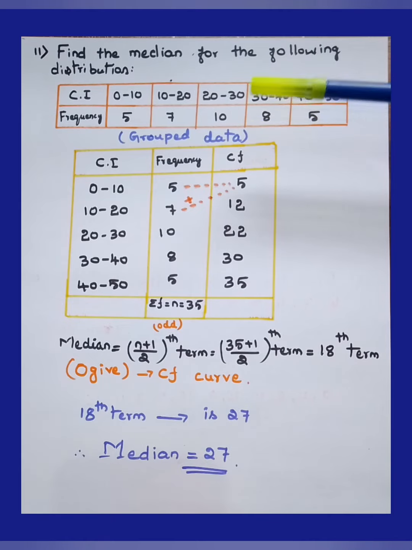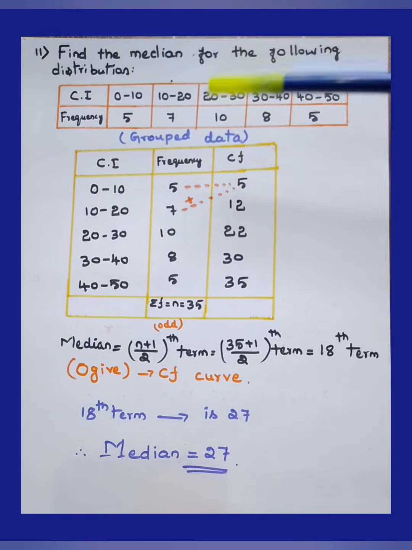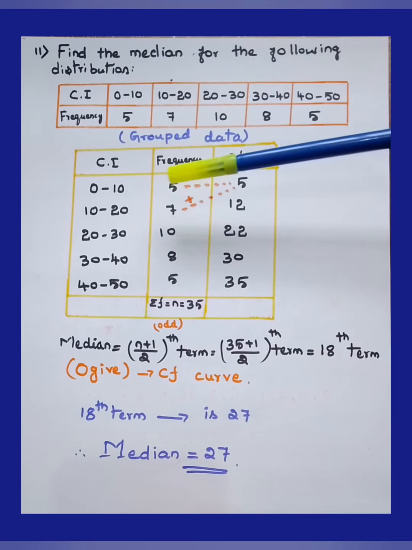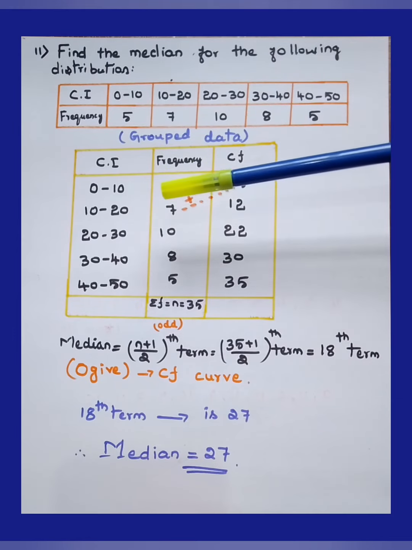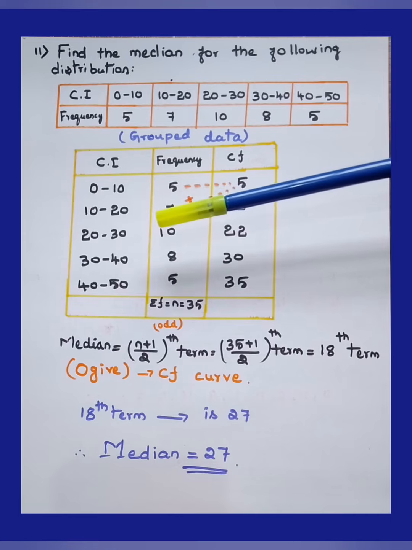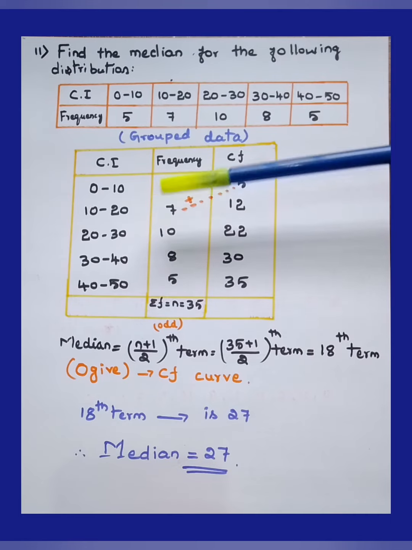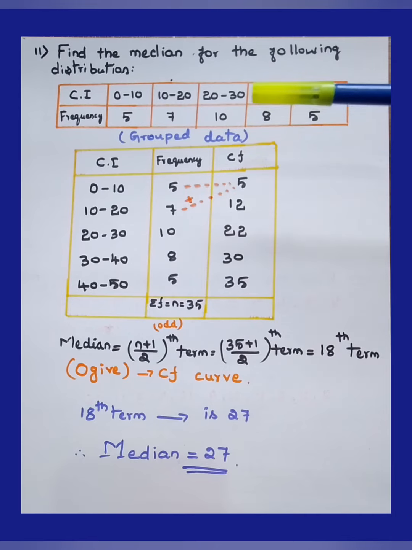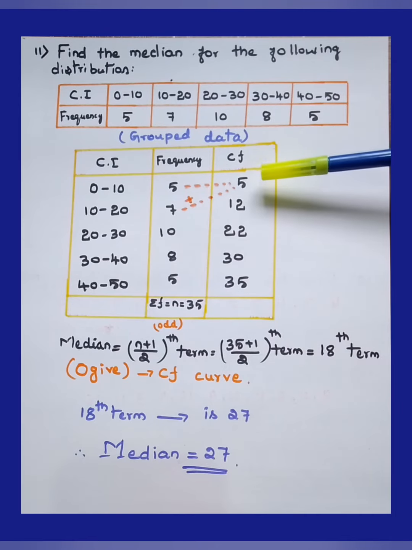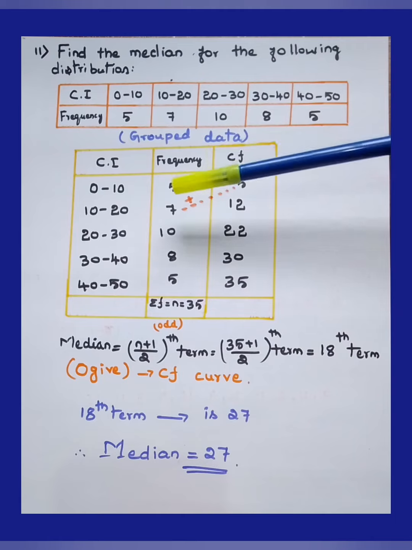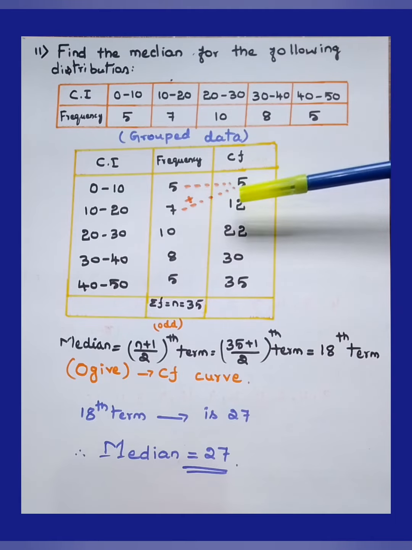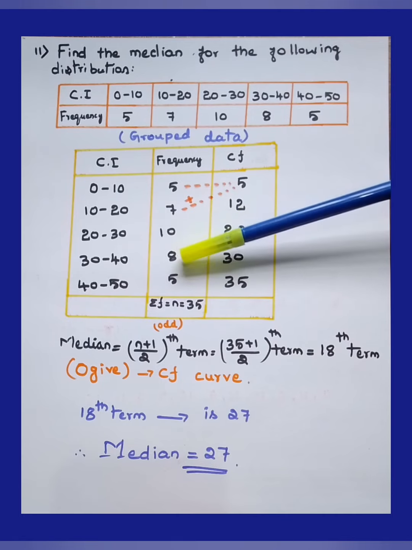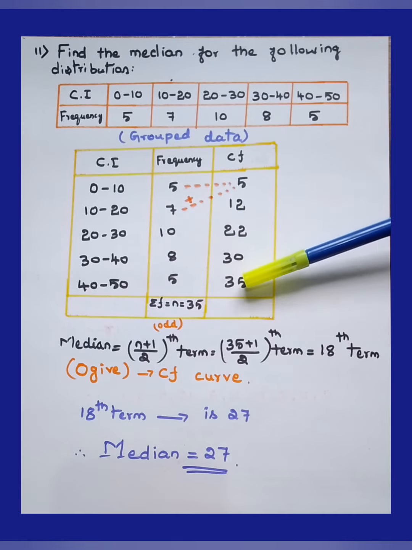So let us see how to solve it. Class interval is given from 0 to 10, 10 to 20. Identify, is it overlapping? Yes. It is overlapping, so it is the exclusive type. Then write as usual the class interval and frequency. Then you have to find cumulative frequency, no problem in that. Write 5 as it is, 5 plus 7 is 12, 12 plus 10 is 22, 22 plus 8 is 30, 30 plus 5 is 35.